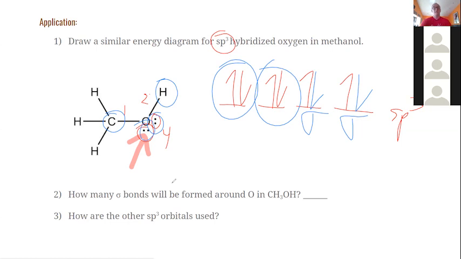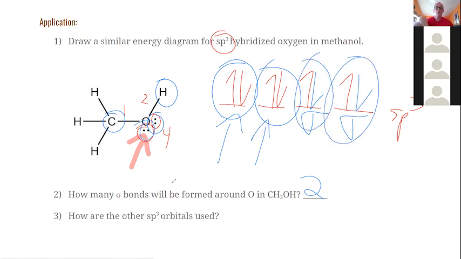So how many sigma bonds will be formed around this oxygen? There's two. How are the other sp3 orbitals used? I've got a sigma bond here and a sigma bond here. What are these other two used for? It's lone pairs. Lone pairs, exactly.